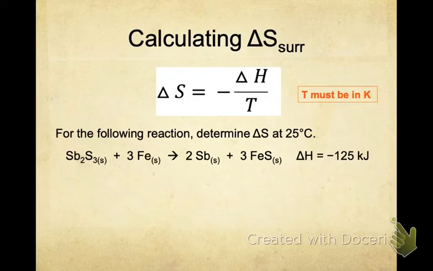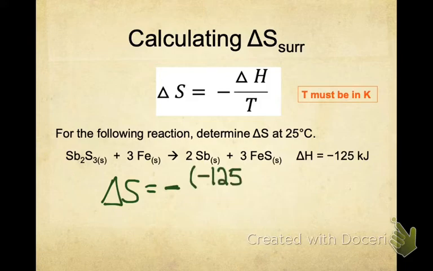But we can see that delta H is a negative value. It's a negative 125 kilojoules. And what that tells us is that this is a reaction that is favorable in terms of enthalpy because delta H is exothermic, or the reaction is exothermic. So let's plug in these numbers and let's see what we get for delta S. So delta S, there's a negative sign in front of the equation, and delta H is 125 kilojoules.